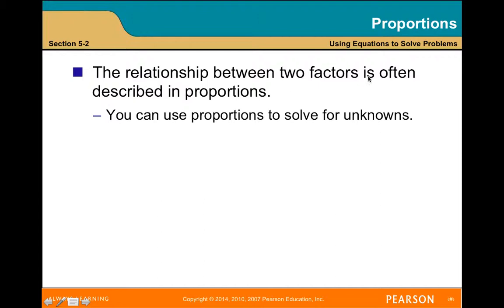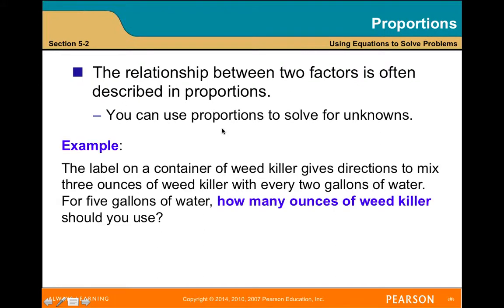Proportions. The relationship between two factors is often described in proportions. You can use proportions to solve for unknowns. An example is the label on the container of weed killer gives directions to mix 3 ounces of weed killer with every 2 gallons of water. For 5 gallons of water, how many ounces of weed killer should you use?